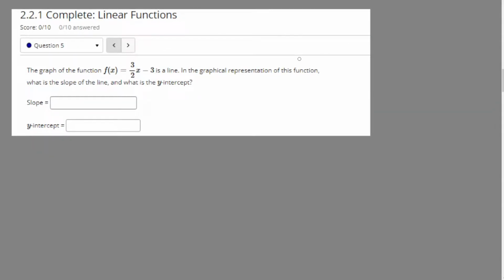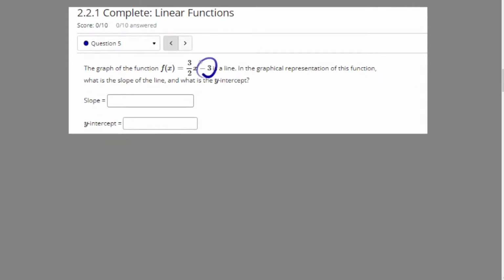The graph of the function f of x equals 3 over 2x minus 3 is a line. In the graphical representation of this function, what is the slope of the line and what is the y-intercept? Okay, this is easy. The y-intercept is negative 3 because that's b in this case. It's not attached to an x. The slope in this case is 3 over 2 because it is attached to an x.